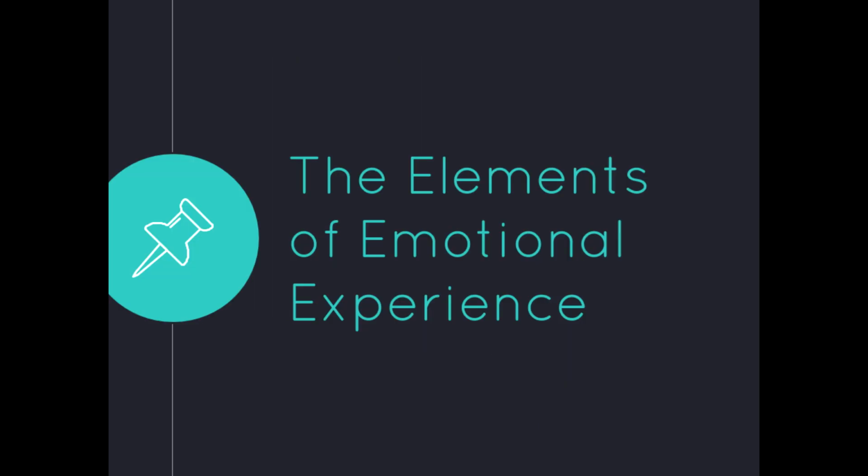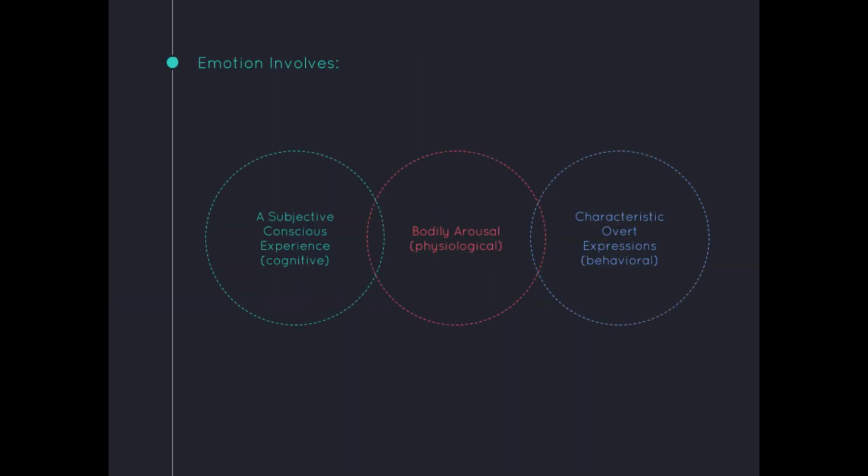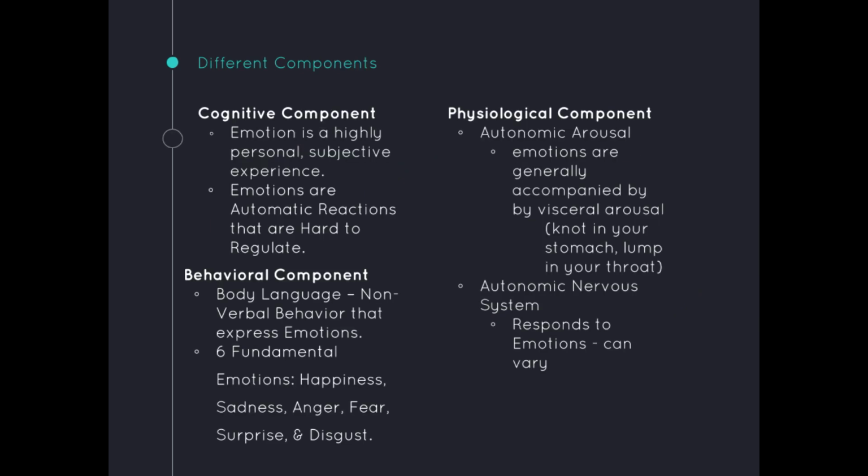The elements of emotional experience. Emotion involves three bases: a subjective conscious experience, or cognitive; bodily arousal, or physiological; and characteristic overt expressions, or behavioral. In the cognitive component, emotion is a highly personal subjective experience. Emotions are automatic reactions that are hard to regulate. In the behavioral component, body language is nonverbal behavior that expresses emotions. The six fundamental emotions are happiness, sadness, fear, anger, surprise, and disgust.